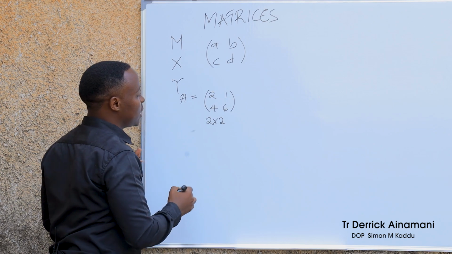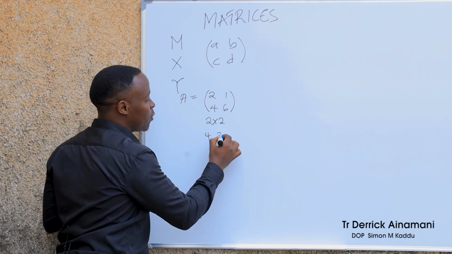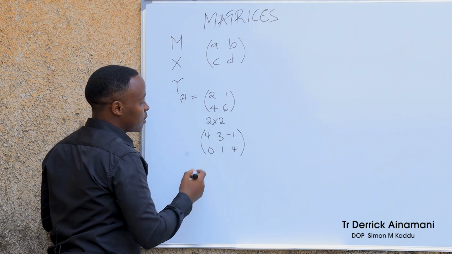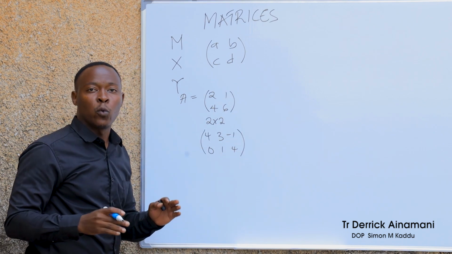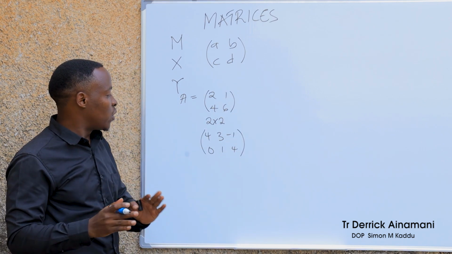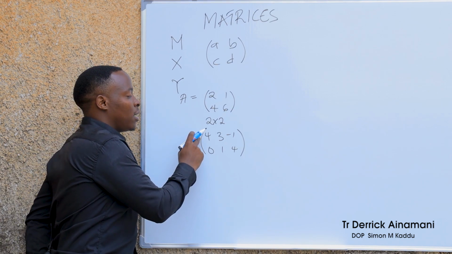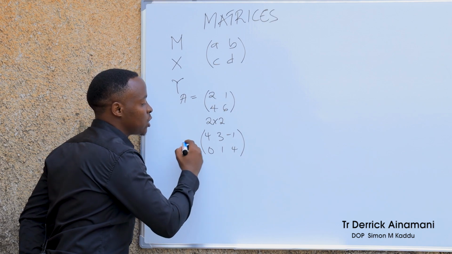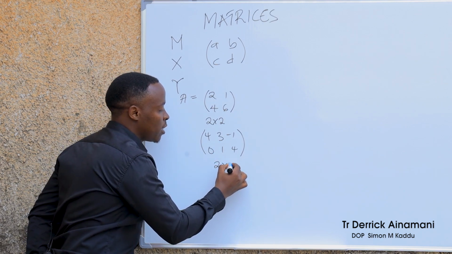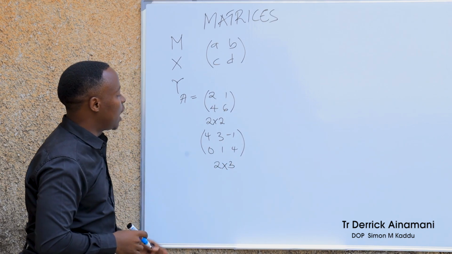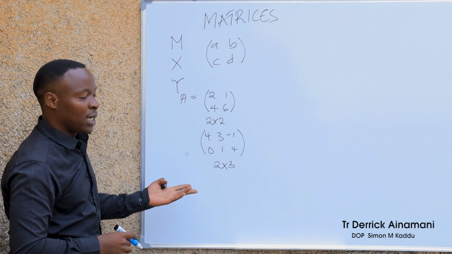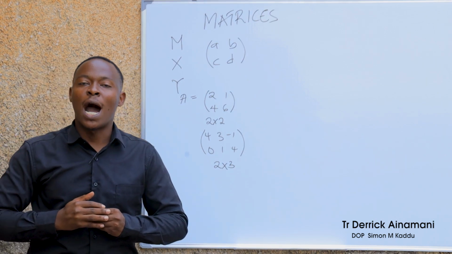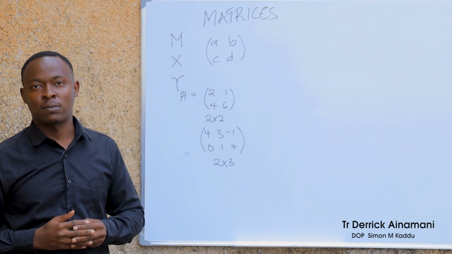If in case I had a matrix 4, 3, negative 1, 0, 1, and 4, as always in mathematics, what we say is a rule never changes. Here, it's 2 rows by 3 columns. So when I'm reading this, it is 2 by 3. So this matrix is a 2 by 3. That's very easy. Now, next I want to talk about how to add and subtract matrices.